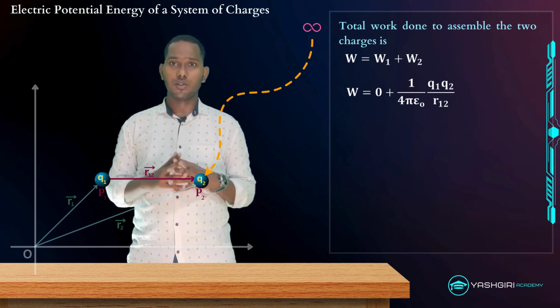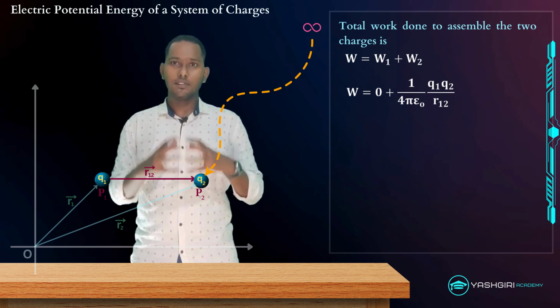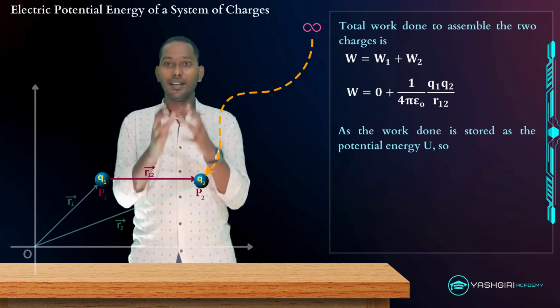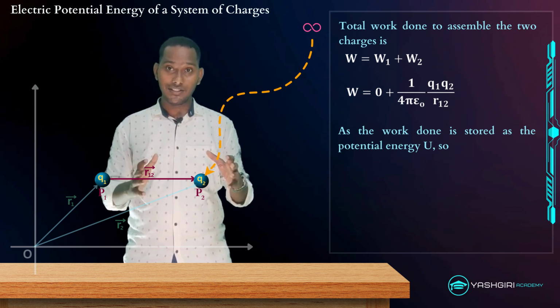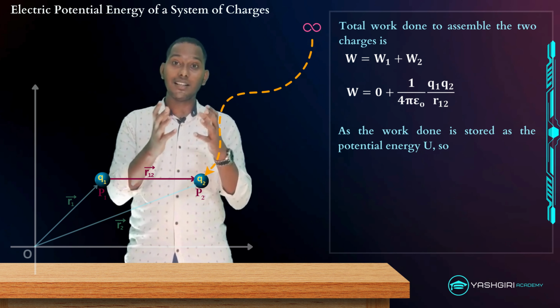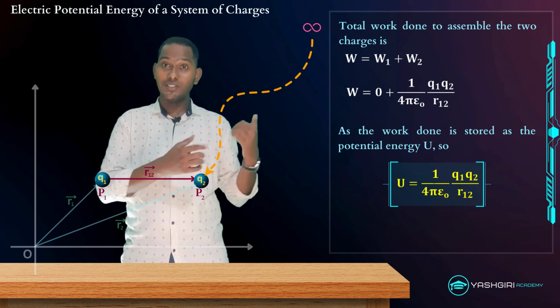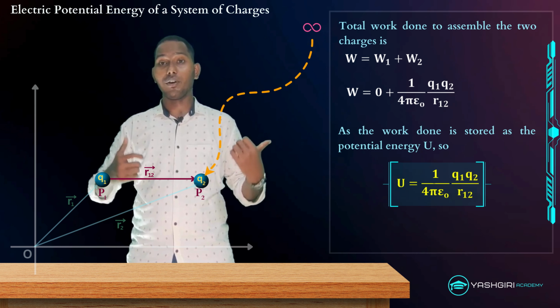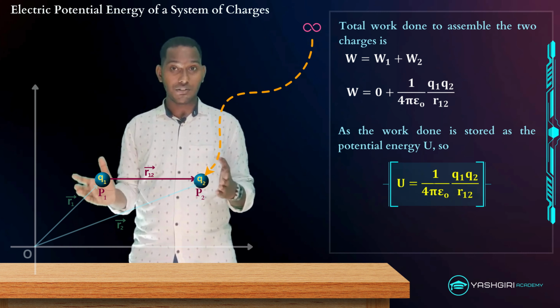Now we know, students, whenever you do work against a conservative force, that will be stored in the form of potential energy. So this W I can replace by U, which is nothing but the potential energy. So this is the potential energy for a 2 point charge system.